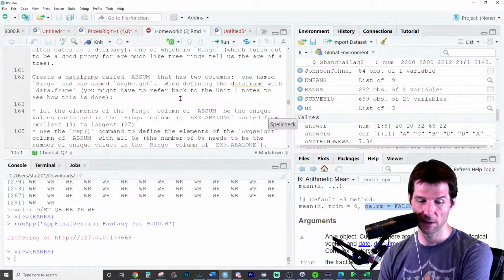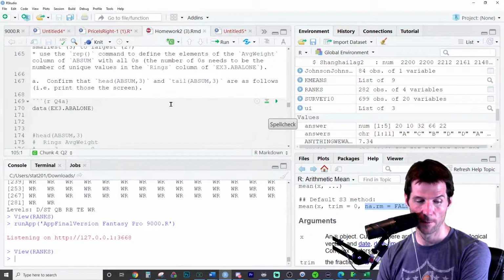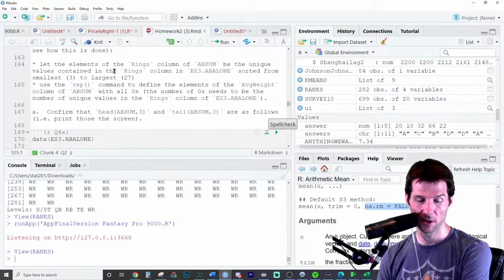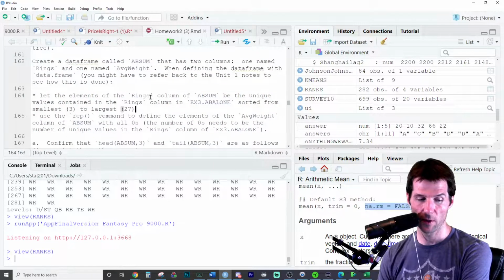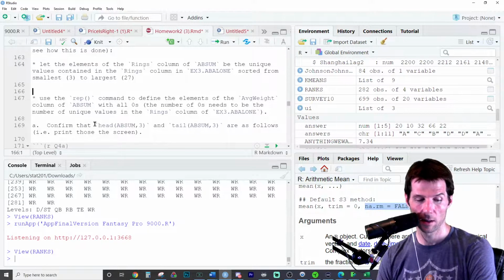When defining the data frame with data frame, you might refer back to Unit 1 notes on how to do this. Let the elements of the rings column of ABSUM be the unique values contained in the rings. So you want to think of this as parts. Use the rep command to define the elements of the average weight column of the ABSUM with all zeros. So we're just going to put zeros in there. The number of zeros needs to be the unique values in rings.